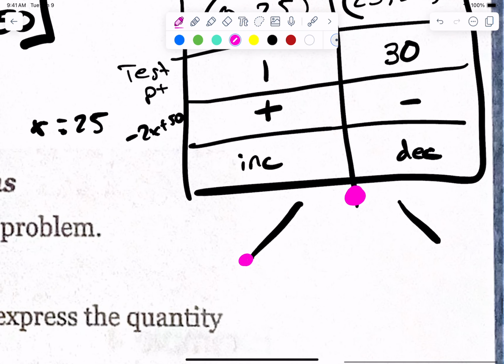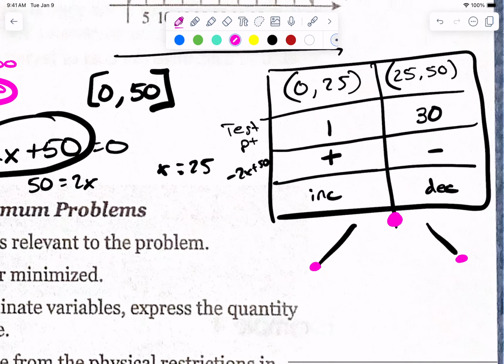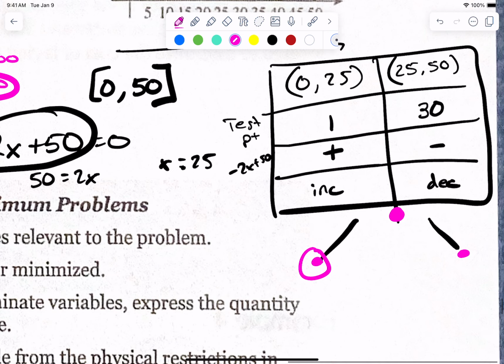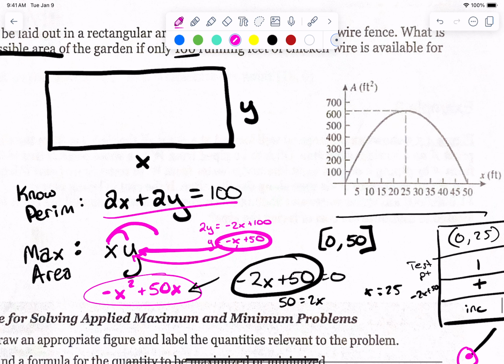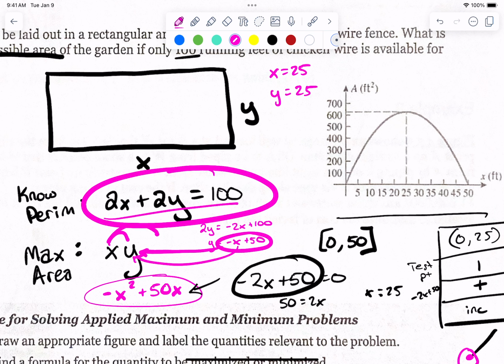So I know that my two endpoints must be minimum points, right? Which we kind of knew already. If you have 0, you're not going to have any area. So your area is going to be the lowest if you have 0 or 50, right? So 25 is going to be the maximum, but 25 is my x coordinate. So if x equals 25, what would y have to be? 25. Yeah. You can plug that into the original equation.